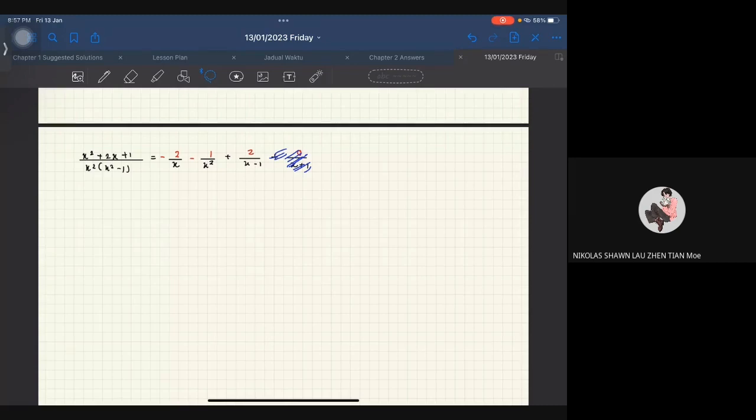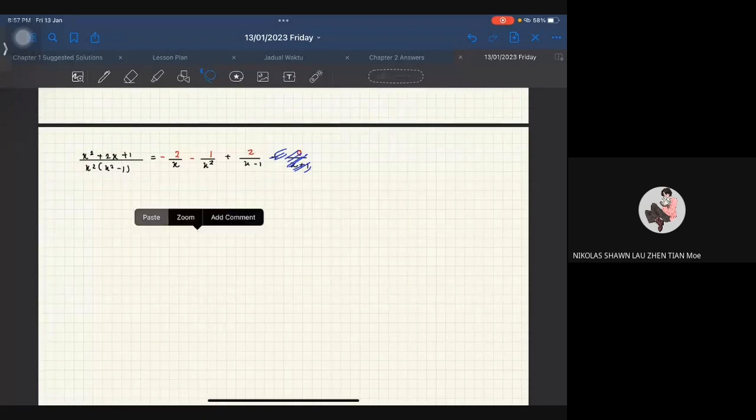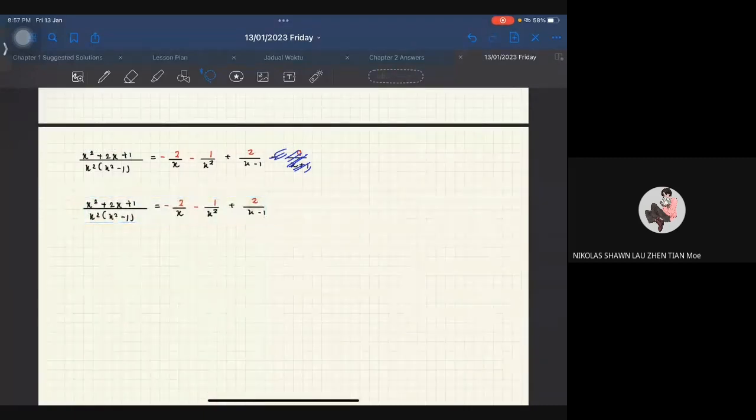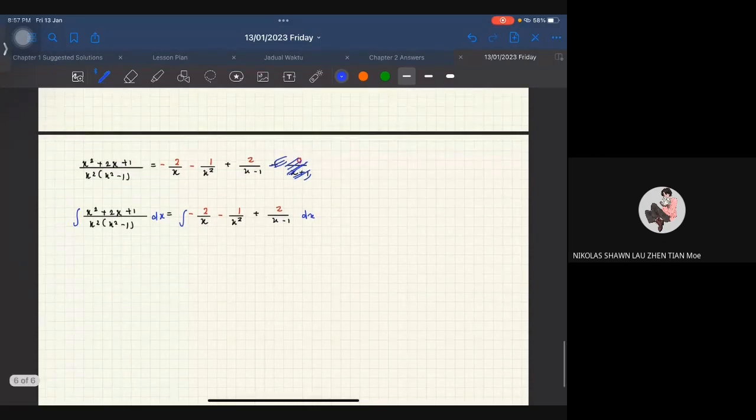Okay, so now what does the question actually want? The question actually wants us to integrate this. So what I will do now is copy everything back and paste it down here. Then I put the integral sign along with the dx. Settled. Okay, so let's integrate this one together. Right, so what do you get when you integrate negative 2x? What do you get?